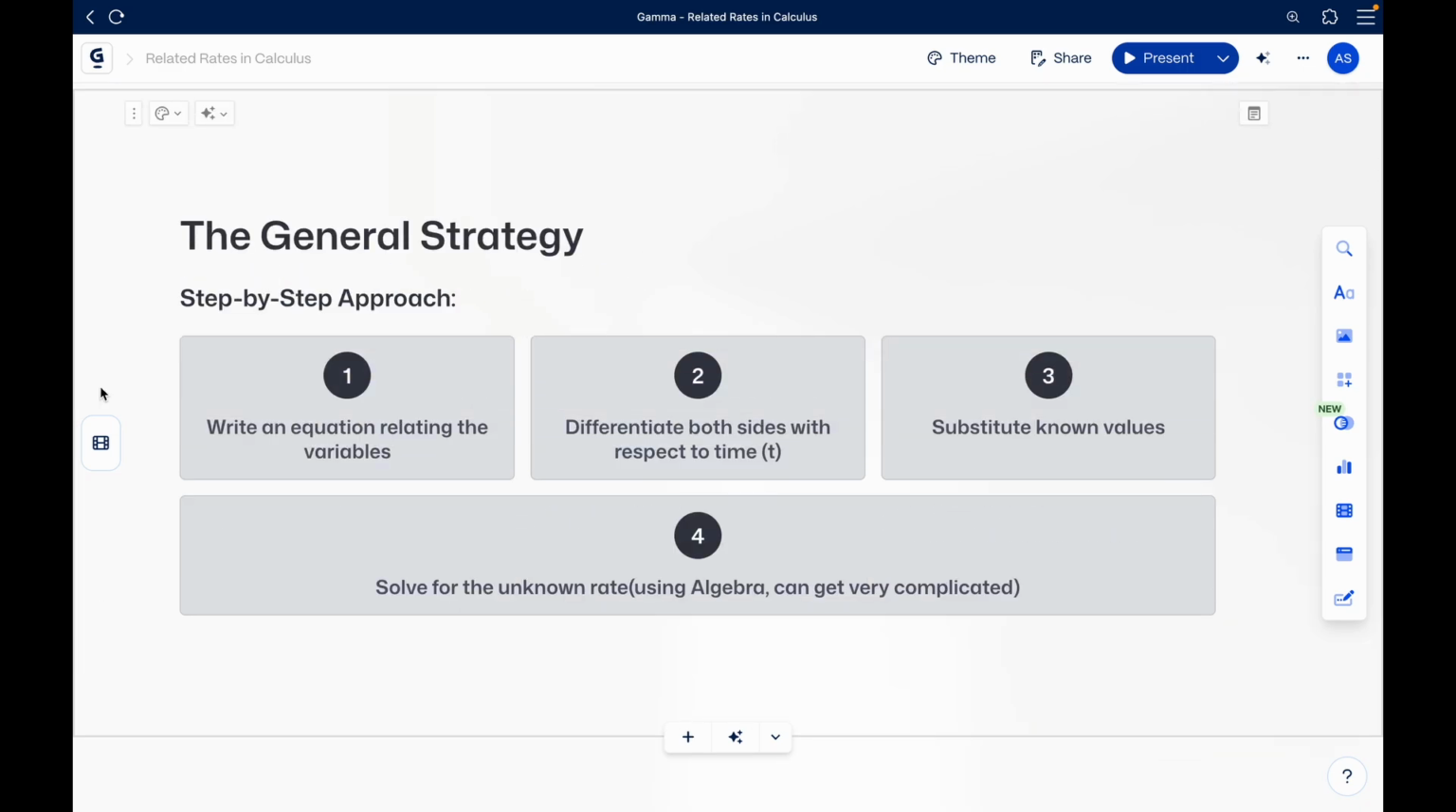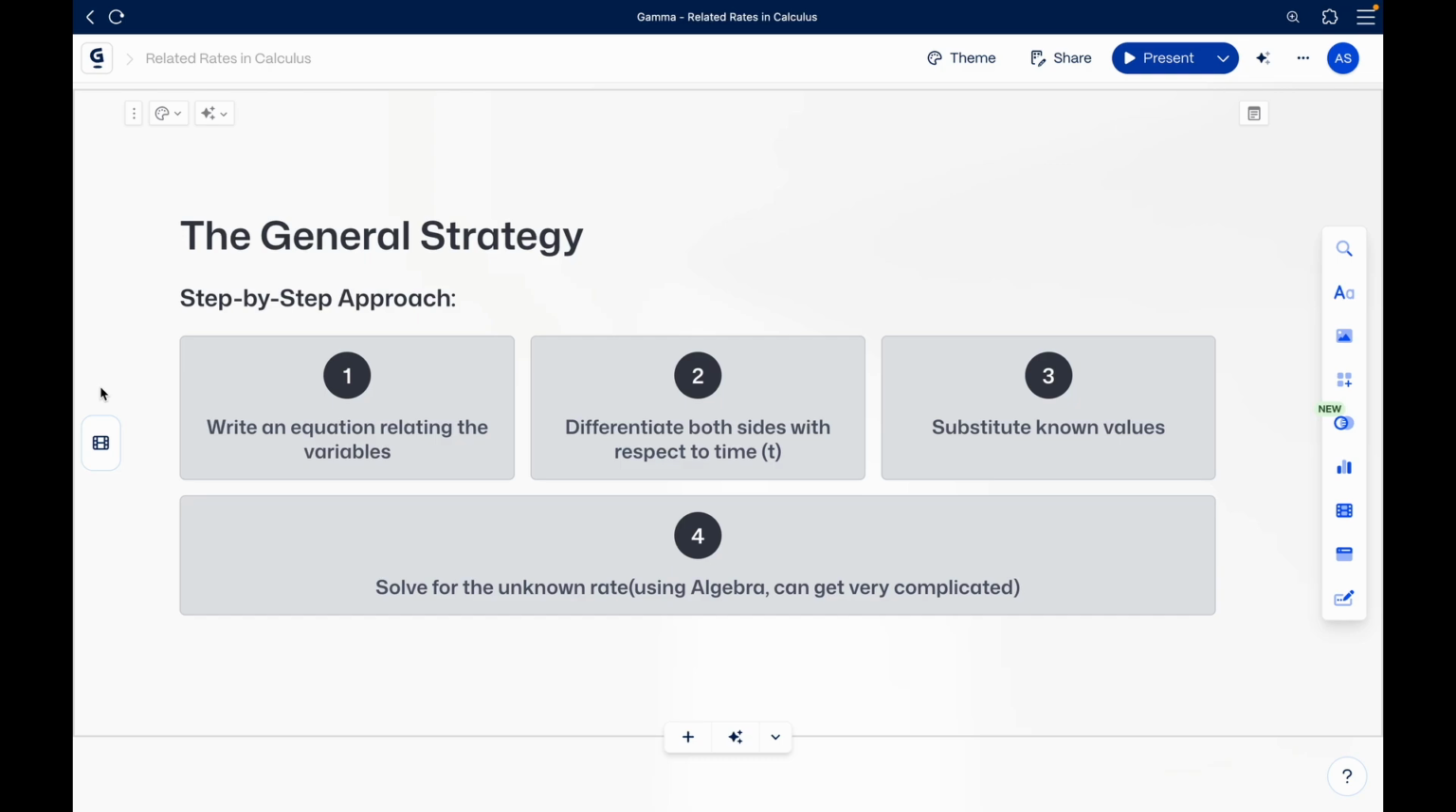Normally, there's pretty much only 4 steps that we're going to be using to solve these problems. The first step is writing an equation relating the variables. Basically, if we have xy, we'd write an equation relating the variables. That's very rare, and that sounds like something more from differential equations than calculus, but I think you get the point.